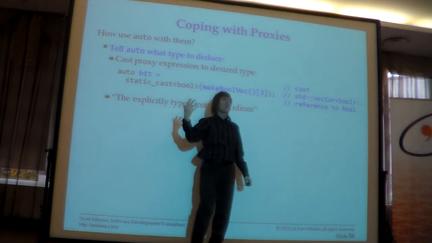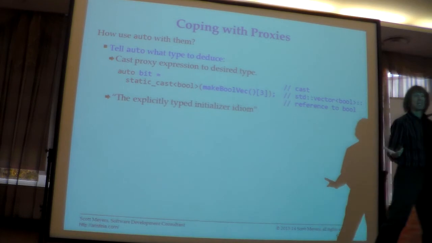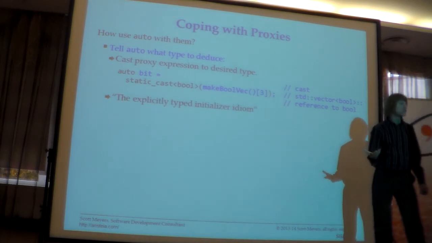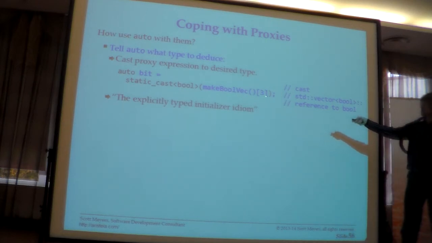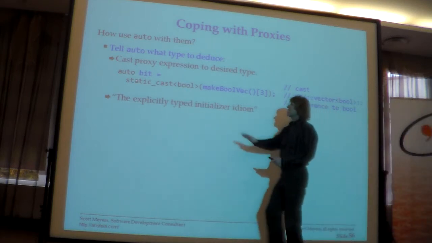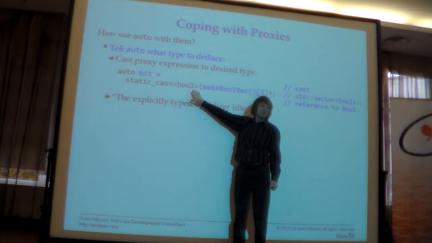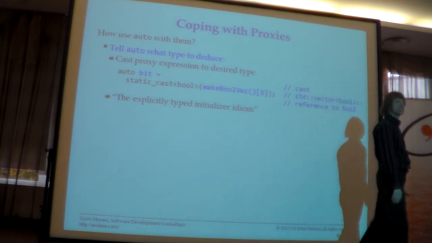number one, I want to fall into the habit of using auto. I want to make sure that I initialize it, that I can't forget to initialize it. But in this case, auto will deduce the wrong type. So I can call make bool vec of 3, and then I can cast it to a bool. I'm basically saying, this is the type I want you to deduce. And that's what auto will deduce. Herb Sutter has written about this. He calls it almost always auto.